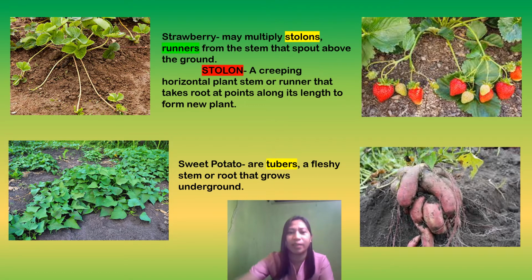Napakarami niyan sa market. Okay, how are these sweet potatoes being grown? What kind of plant is a sweet potato? So, sweet potatoes are tubers. It is a fleshy stem or root that grows underground, sa ilalim ng lupa. Okay, sila. Ayan. Those are the different plants that have asexual reproduction as their mode of reproduction.